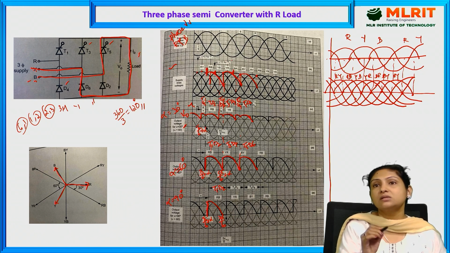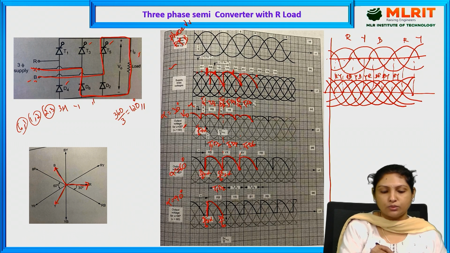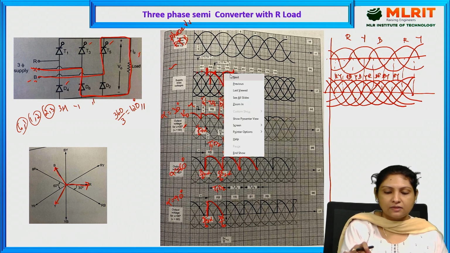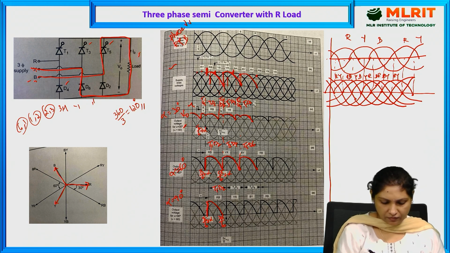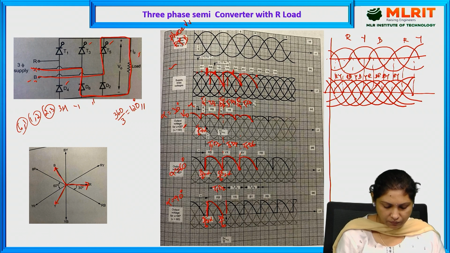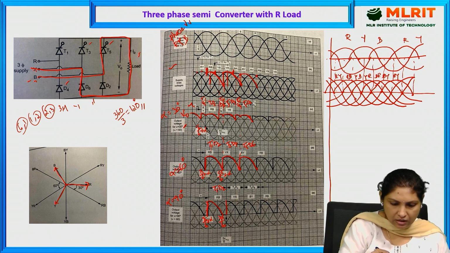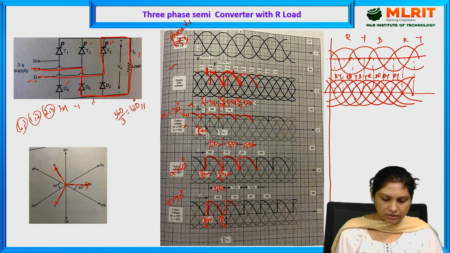So let us check out what alpha equal to 90 is. See, this is 30, this is 60, and this is 90. So at this instant, we will have to provide the triggering pulse. Now thyristor conducts from here. And how long does it conduct? As long as this Y phase is present. So it will be conducting till here.